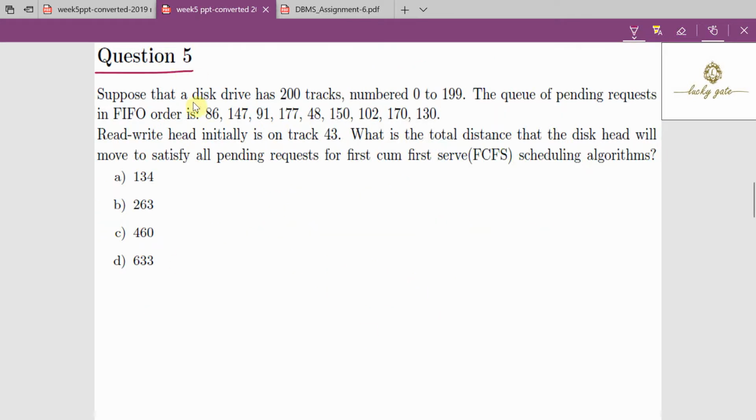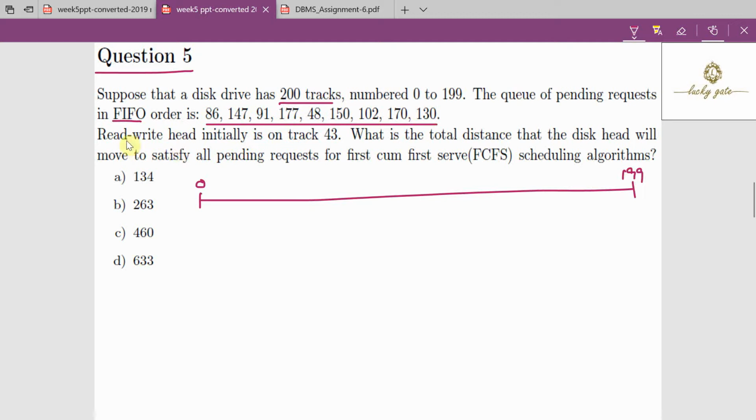Question number 5. Suppose that a disk drive has 200 tracks numbered 0 to 199. Assume this is a track numbered from 0 to 199. The queue of pending requests in FIFO, first in first out order, is this one. This is the pending request. Now the question is, the read write head is initially on track 43. Suppose my read head is at track 43. What is the total distance that the disk head will move to satisfy all pending requests for the first come first serve basis, FCFS scheduling algorithm?